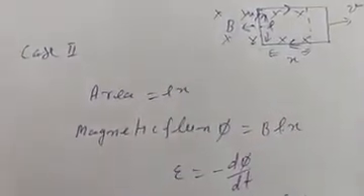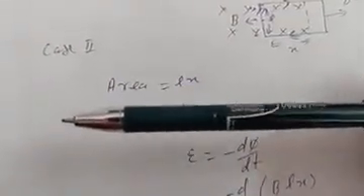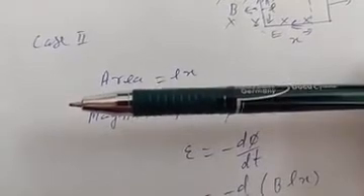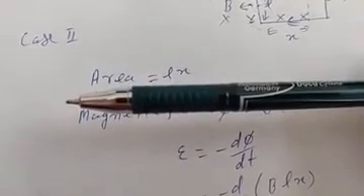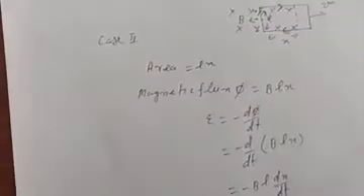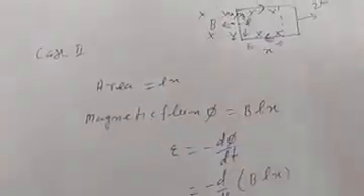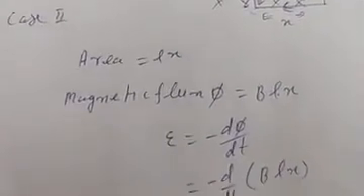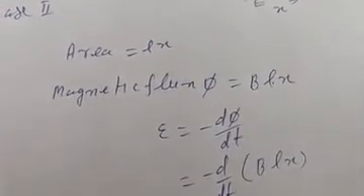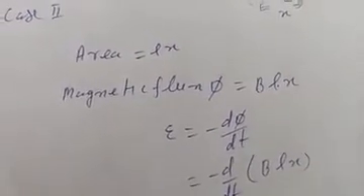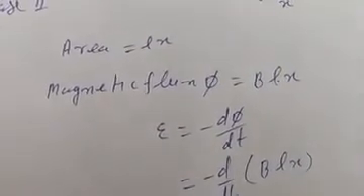Similarly, suppose this is a rod and it is falling freely and vertically. When it falls vertically, it will cut the horizontal component of Earth's magnetic field. So the induced EMF or induced current will be due to the horizontal component. Similarly, suppose a plane is flying like this. It will cut the vertical component of Earth's magnetic field, so the induced current will be due to the vertical component. But if a rod is falling, the horizontal component will be responsible.